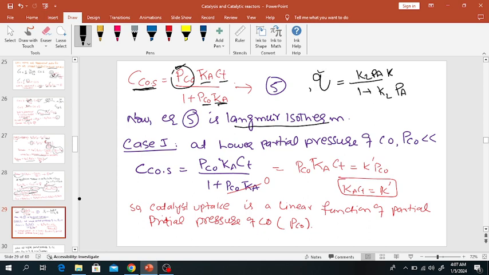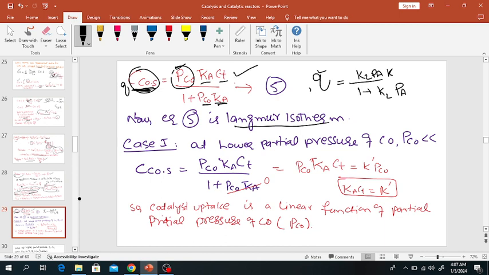Suppose this Q is the uptake. Now this Q is nothing but the carbon monoxide uptake. This is the uptake of the catalyst. So now the uptake of the catalyst, the carbon monoxide uptake, is equal to this one. This is the Langmuir isotherm.